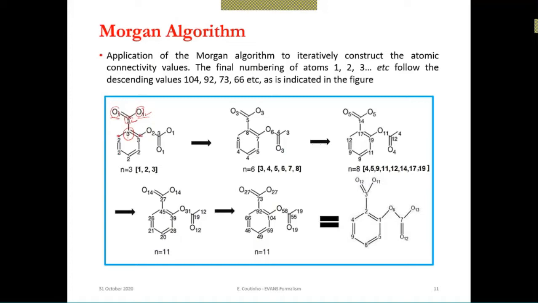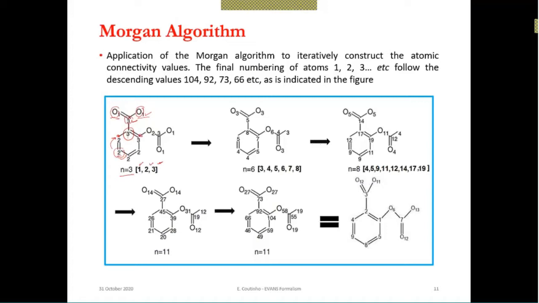So let's look at this atom. This atom is connected to this atom 1, and to the second atom, and therefore its connectivity value is 2 out here. So to begin with, in the first structure representation, we have all the atoms with their respective connectivities 1, 2, and 3. So we see that n is equal to 3 is the number of unique atom connectivities, which is 1, 2, and 3.